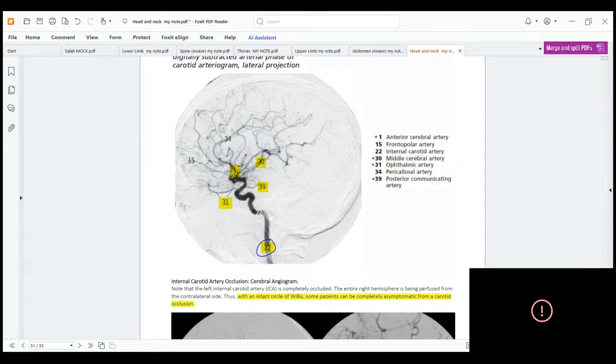22 is the internal carotid artery. It is entering as the 22 internal carotid artery. When it entered, see, this is the carotid canal, and after entering the carotid canal, they are making an S. See, it is like an S. So that's why if we get a cross section at this level, we will see two branches of the internal carotid artery.